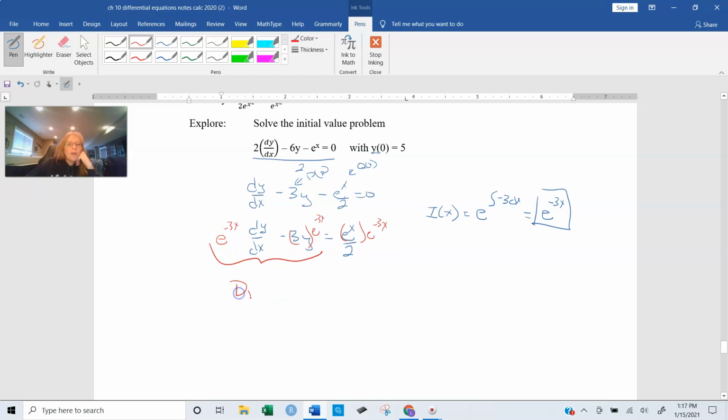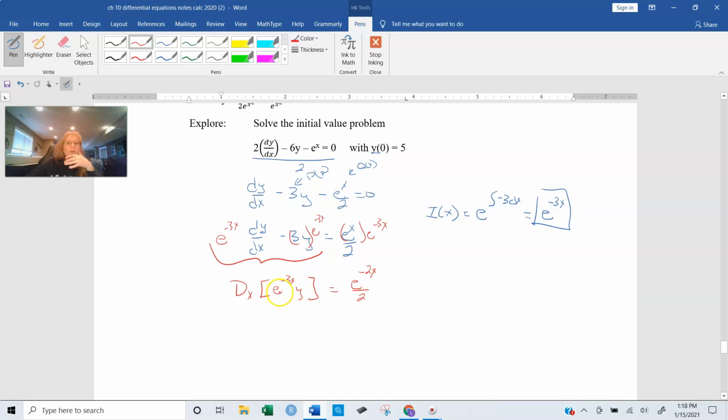So this is the derivative of e to the negative 3x times y. That has to equal, well, if we add this, that's e to the negative 2x over 2. Okay, now, when we're looking at this, let's double check. Our derivative of e to the negative 3x times y.